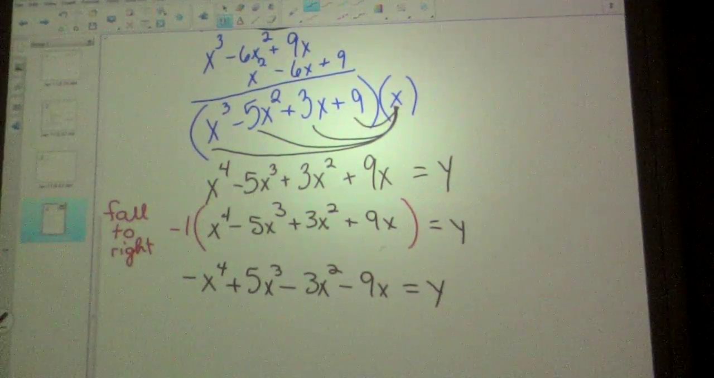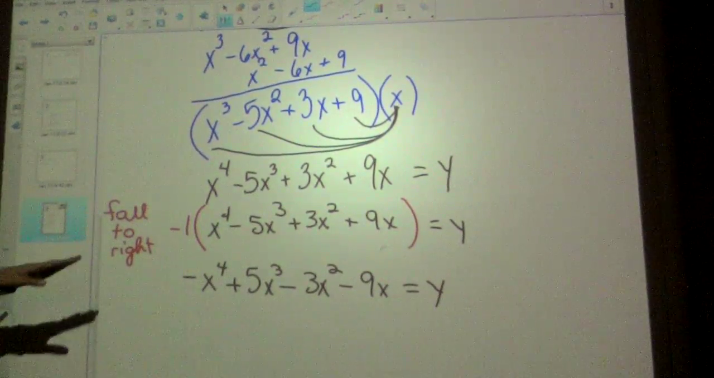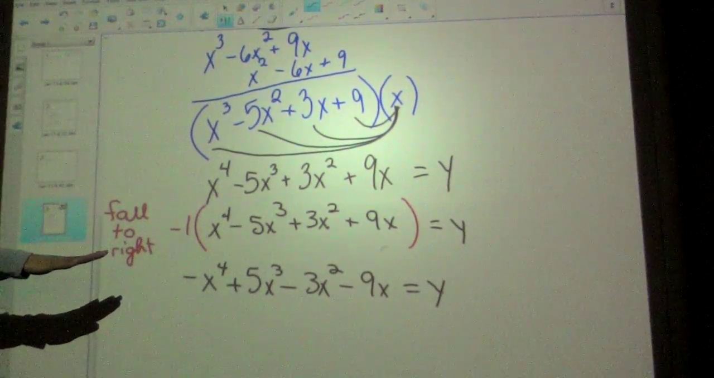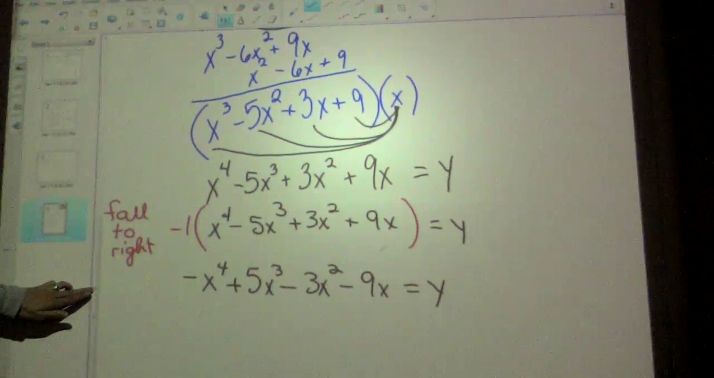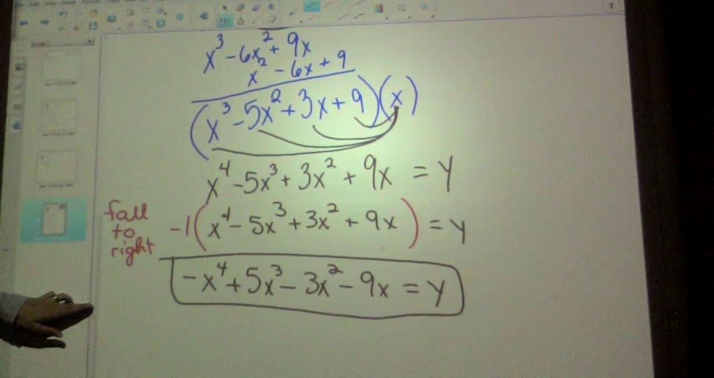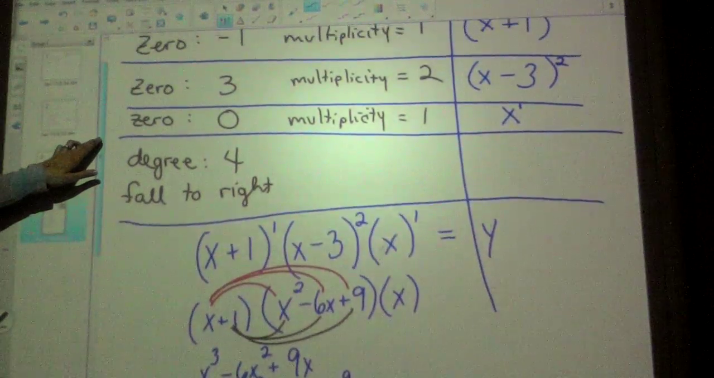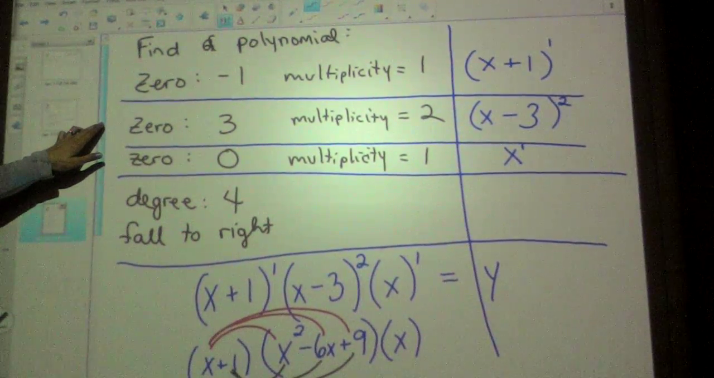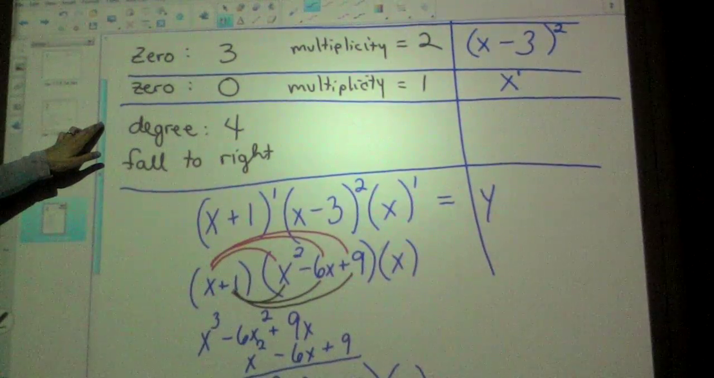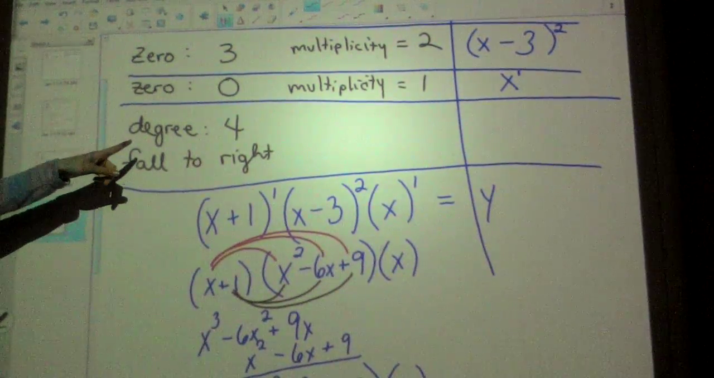Again, your equation could be different because you can multiply by any negative number here. It doesn't have to just be negative 1. Brenna, you asked the question a second ago, so this could be your final answer. You asked, what if your degree doesn't match? Look at your multiplicities. Oh, they add up to 4. That should always happen. Your multiplicities should always add up to the correct degree.